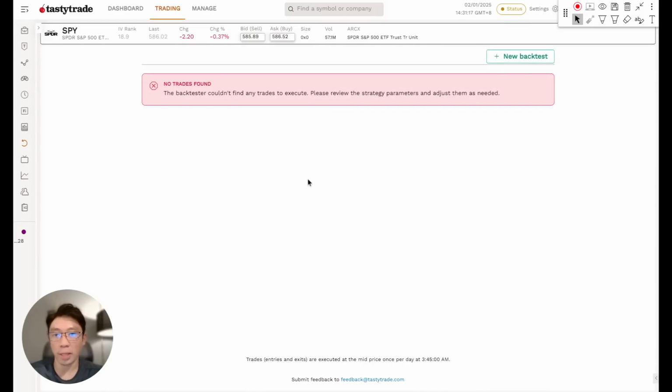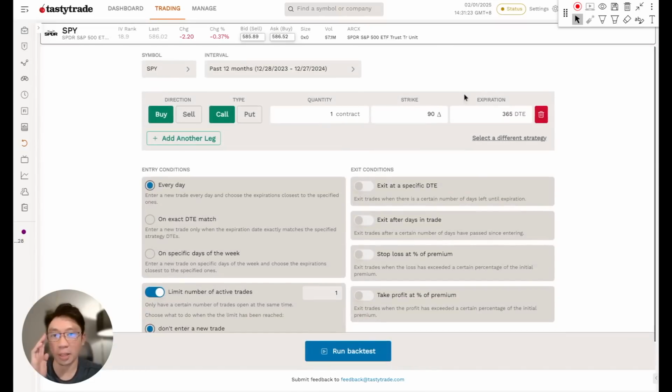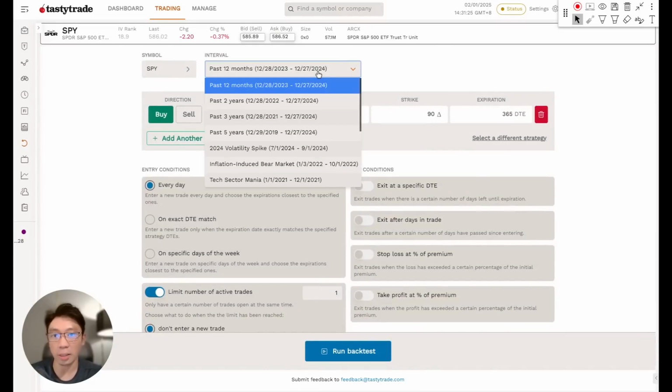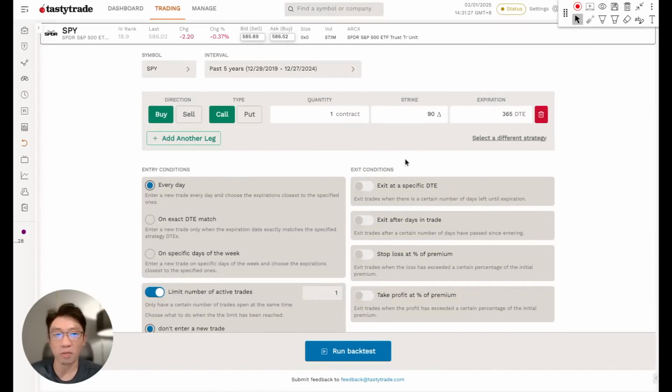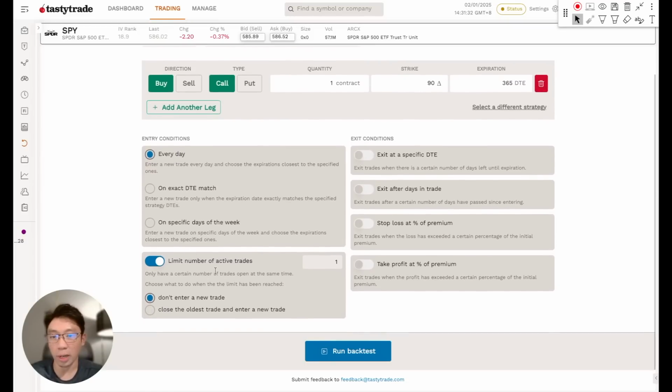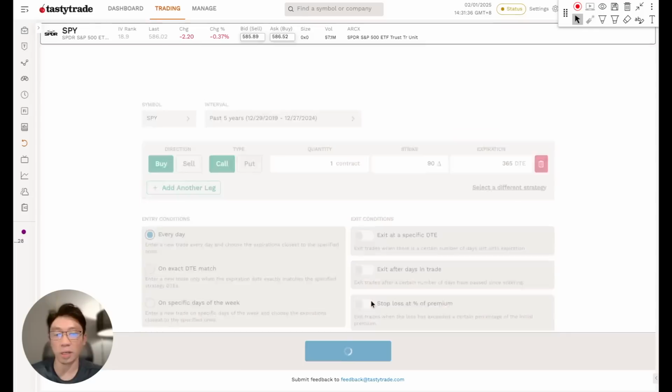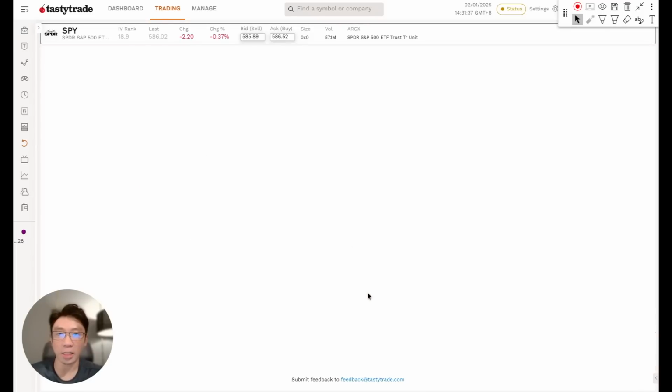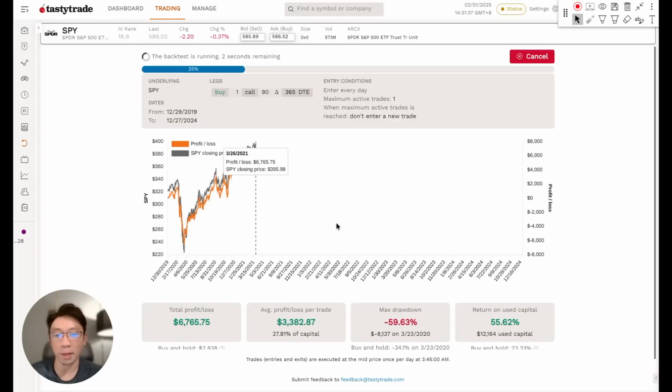So this is where the backtest is. Couldn't find any trades to execute. Please review the strategies. Okay, so most likely something is not right. Let me just try it again. How about this? Let me go over the past 5 years just to see how it goes. Okay, every day, limit to 1 active trade, and run backtest. Hopefully now we have some actual trades that it will populate over here.